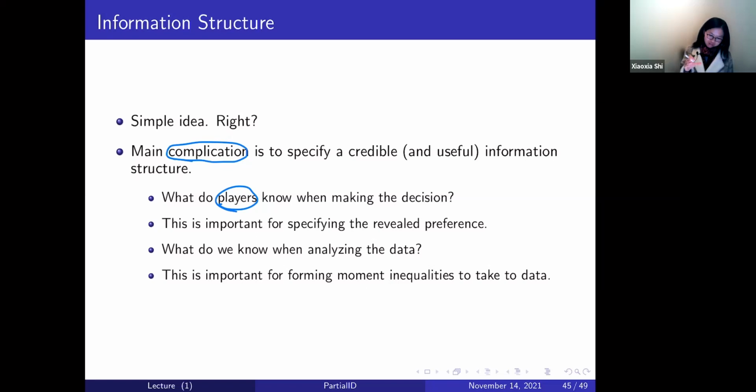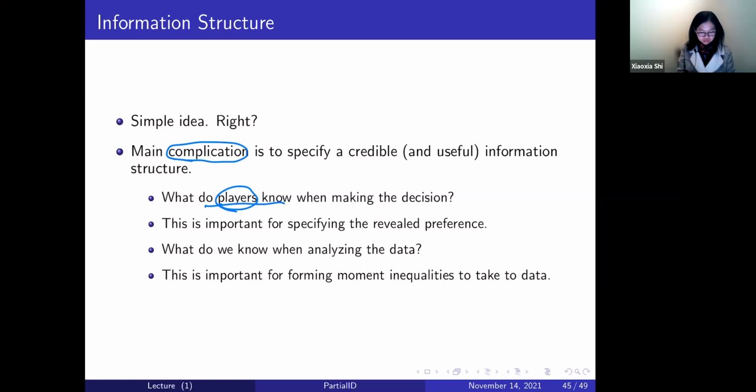So in the decision under uncertainty context, better is typically modeled by conditional utility, but then what are you conditioning on? What are you conditioning on? That is the information set for the players, right? That needs to be specified in order to write down the revealed preference inequalities.